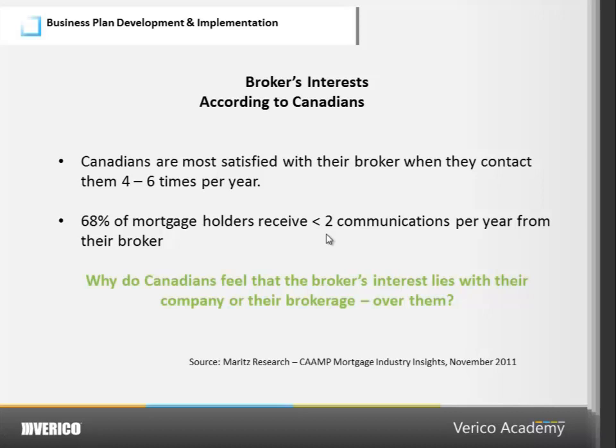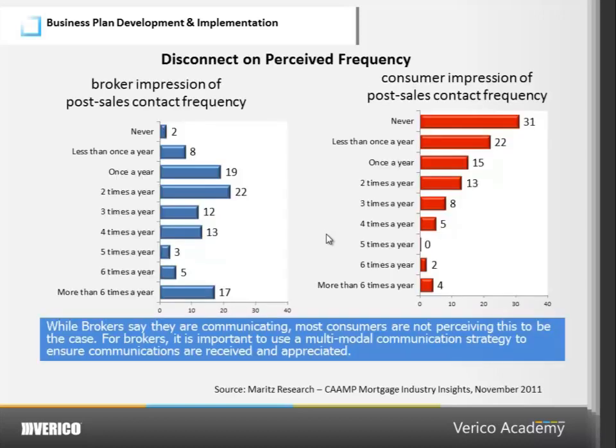We're going to show you a slide that breaks down the difference in the opinion as to how often you're reaching out to your clients. In this slide, we have on the left in the blue the broker impression of the post-sales contact frequency, and on the right what the consumers are feeling as a result of what you're doing. When the brokers were asked, 2% said that they never contact the customer. The consumer said 31% never contact the customer.